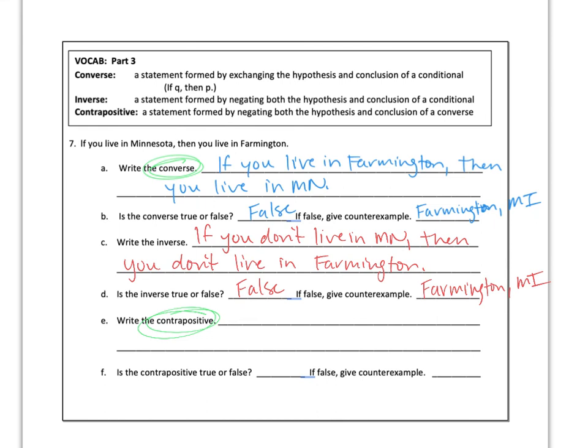So instead of if you live in Farmington, it's going to say if you don't live in Farmington, then you don't live in Minnesota. That would be called the contrapositive. You take the converse and you negate the hypothesis and the conclusion of it.